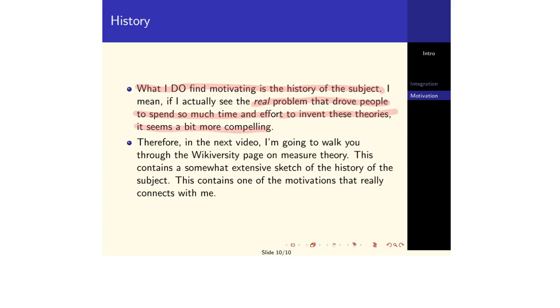And by reading history and understanding what people were doing, we're actually seeing people who were confronted with such an unavoidable problem that they had to spend years inventing theories to overcome them. And so that is, at least in my personal opinion, more compelling. And because that is compelling to me, I am going to try to talk about that in the next video. And that means that I need to go beyond the textbook and use a resource, which is this Wikiversity page. And so I'll be showing you that in the next video and talking about it.